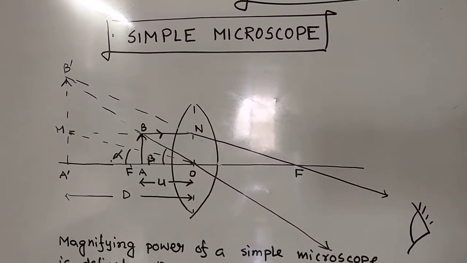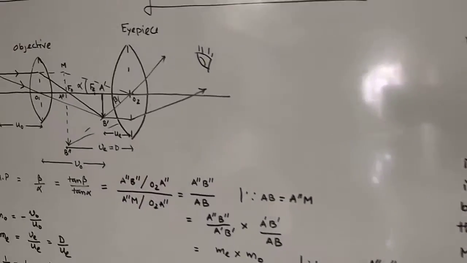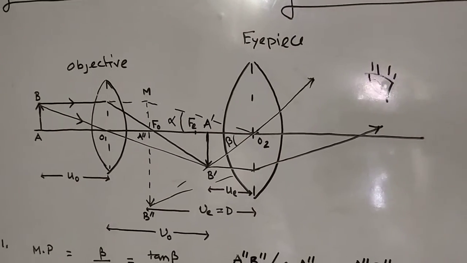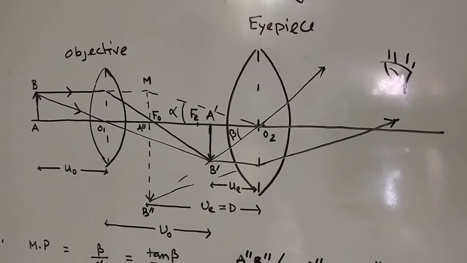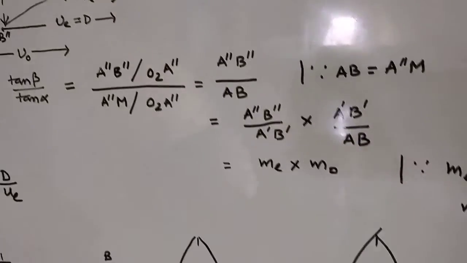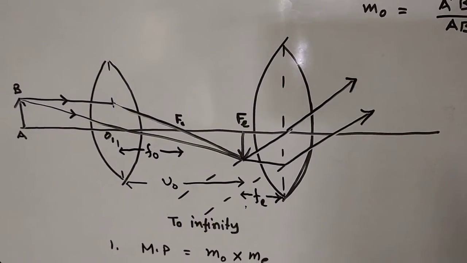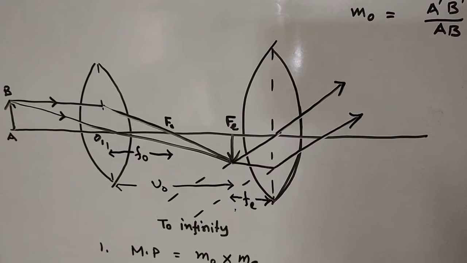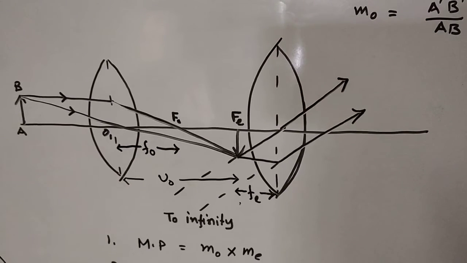Let me show you the ray diagram once again. This is the ray diagram for the simple microscope. This is your ray diagram for the compound microscope. Try to check it out. And this is another ray diagram for the compound microscope, considering the final image is formed at infinity.